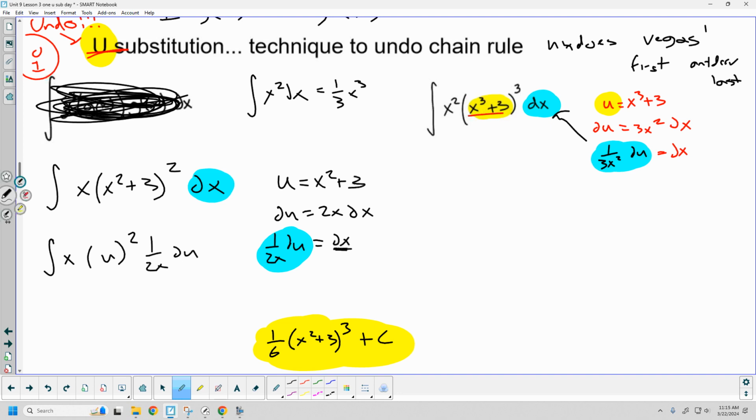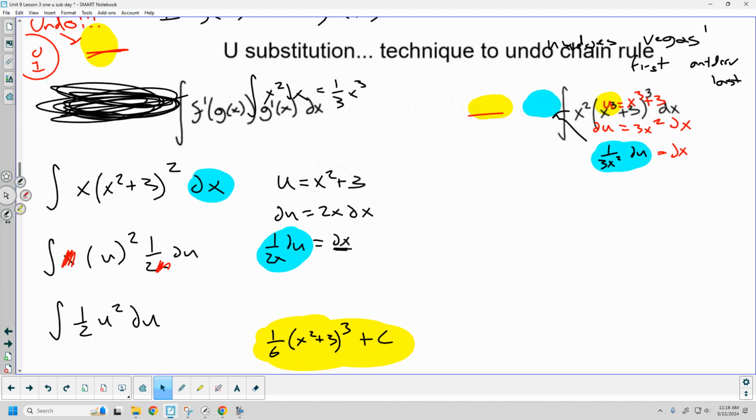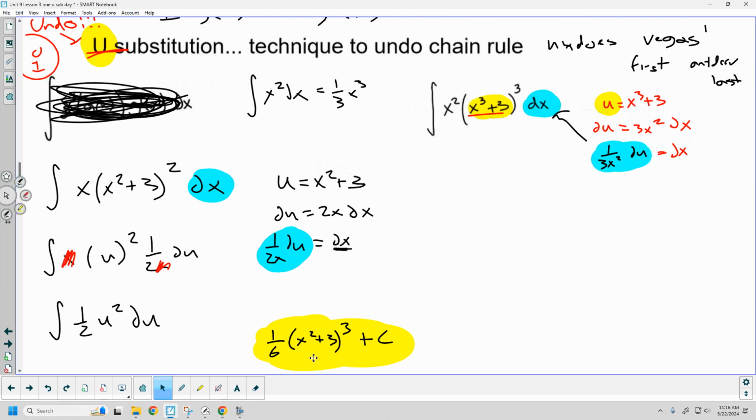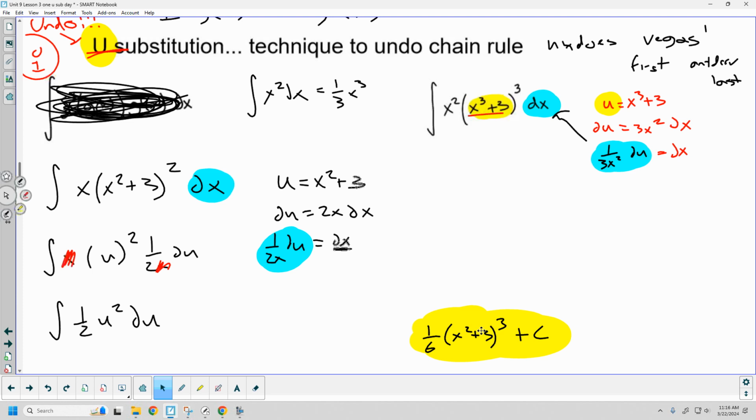We notice that the x's will cancel. We now have 1/2 u squared du. What we just did, this process, undoes the derivative first, worries about the antiderivative last.